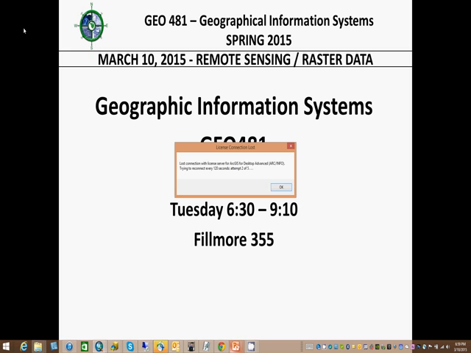So the original map is 1 to 12,000. That makes this map 1 to 6,000. So that's the answer that we're looking for. I think I didn't explain this. Oh, now the eraser's gone.